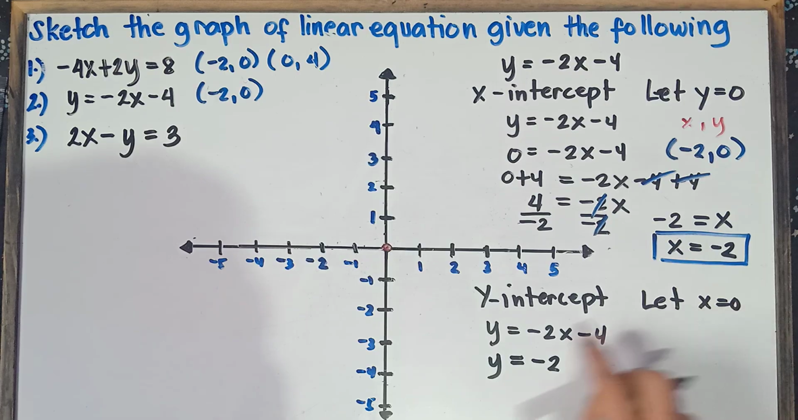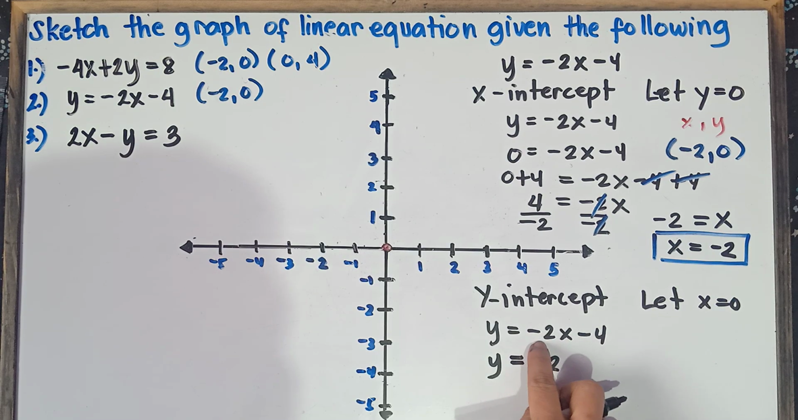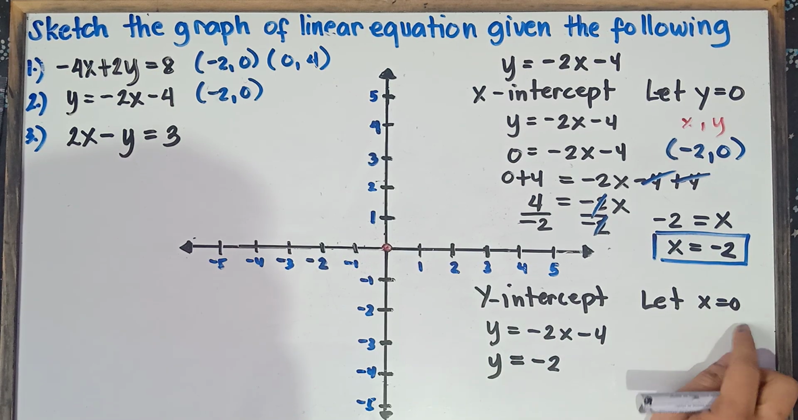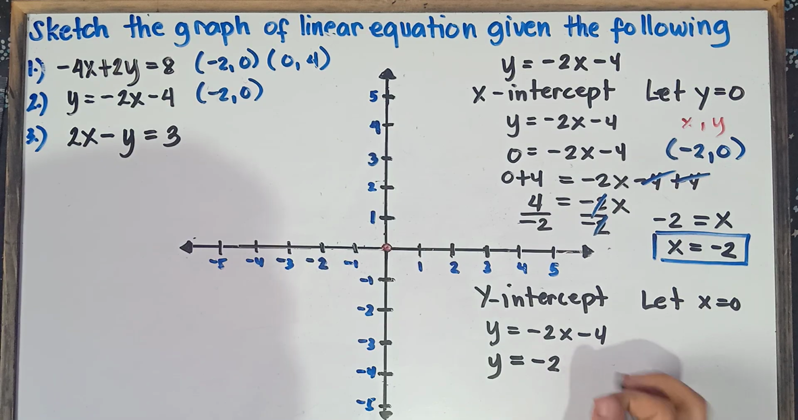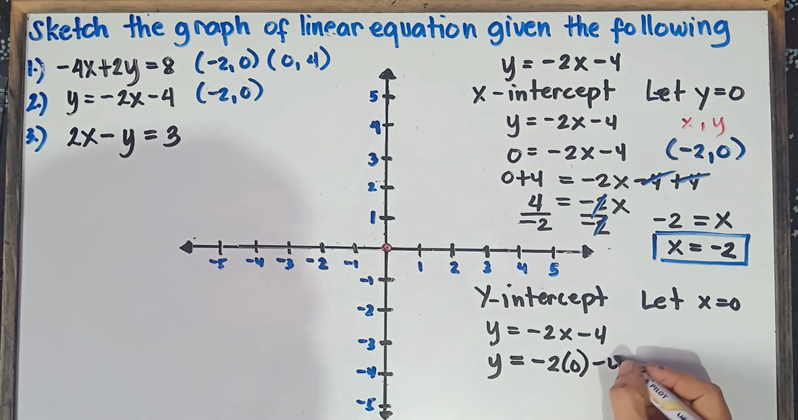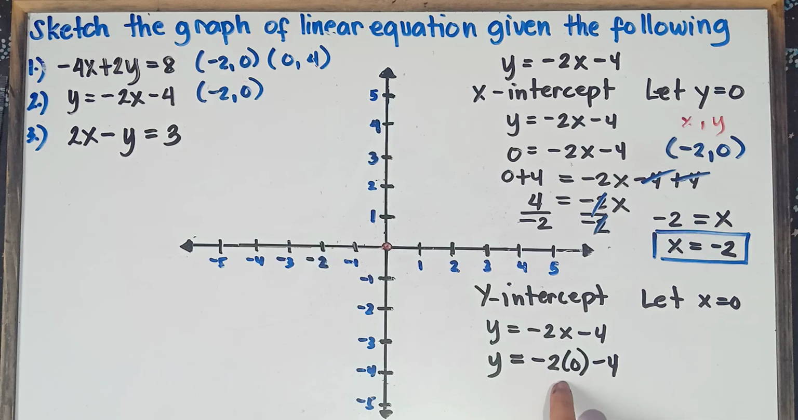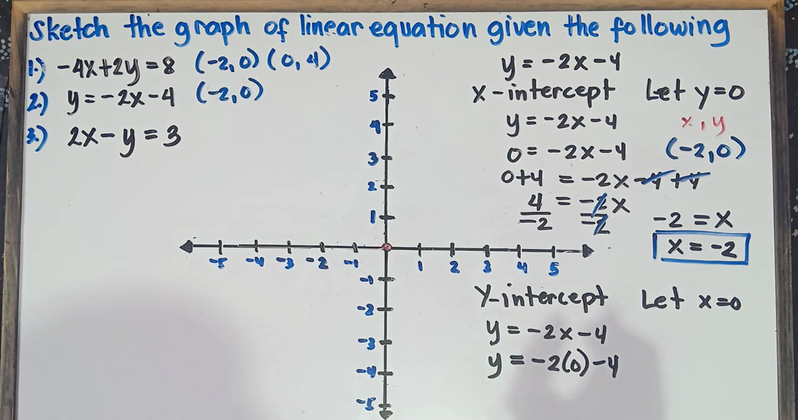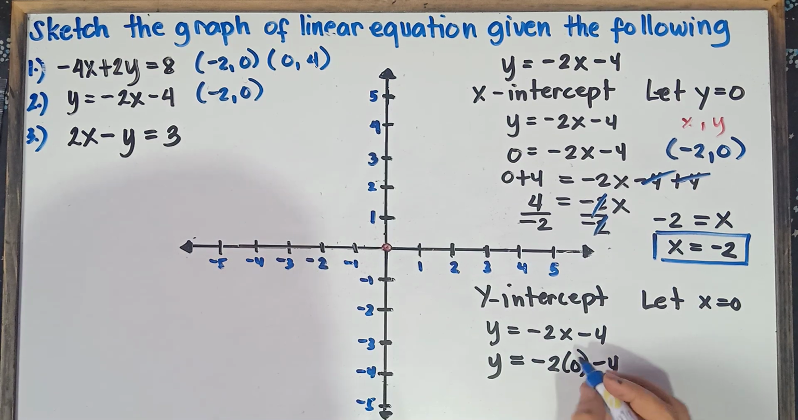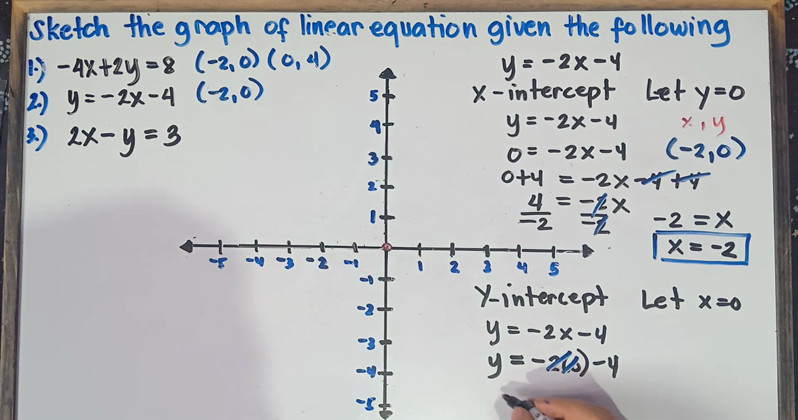Once again, class, if you have negative 2x, it means negative 2 times x. And the x value is 0. So negative 2 times 0 minus 4. We can cancel this out because negative 2 times 0 is 0. Once again, class, any number multiplied by 0, the answer is 0. So y is equal to negative 4. Therefore, our answer for the y-intercept is negative 4.